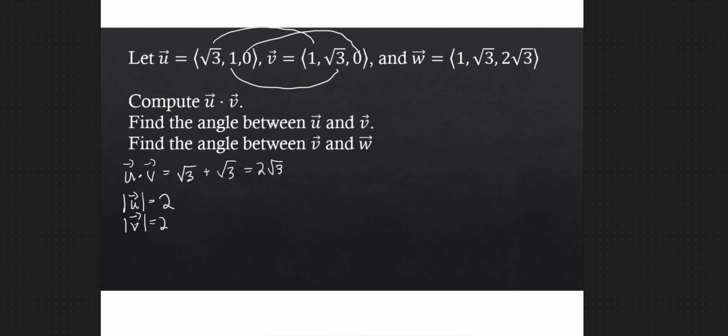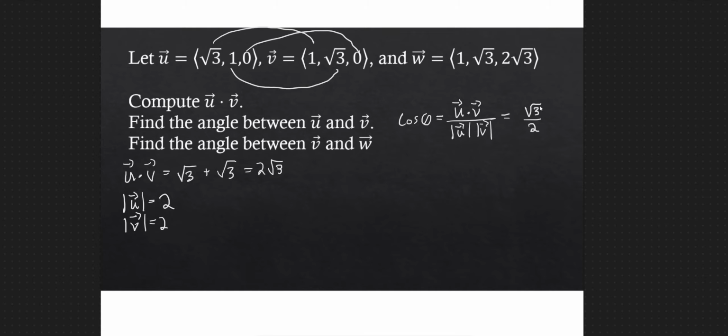So let's find the angle between u and v. Remember that cosine of theta, combining the two forms of the dot product, is u dot v over magnitude u times magnitude v. So magnitude u is 2, magnitude v is 2, and u dot v is 2 square root of 3. So this gives me 2 square root of 3 divided by 4, that's square root of 3 over 2. Cosine of theta is equal to square root of 3 over 2.